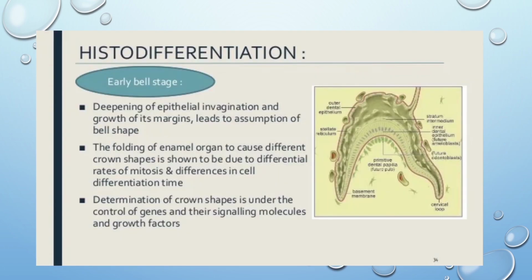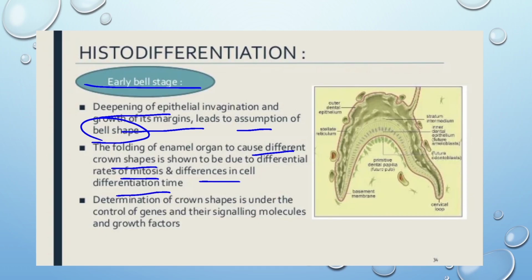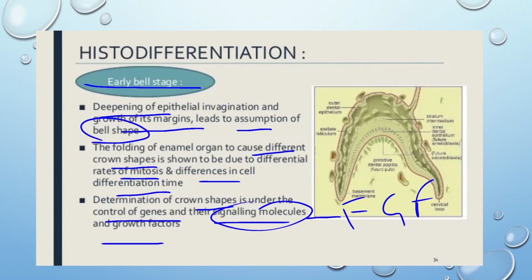Histodifferentiation. Differentiation, which is early bell stage, is the deepening of the epithelial invagination and growth of its margin, leading to assumption of the bell shape. The folding of the enamel organ to cause different crown shapes is shown to be due to differential rates of mitosis and differences in the cell differentiation time. The determination of crown shapes is under the control of genes and their signaling proteins, growth factors, and signaling molecules, which we studied: the FGFs and the BMPs.